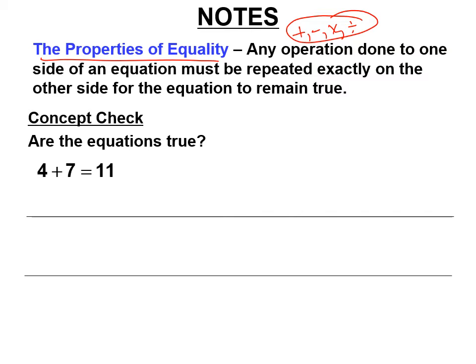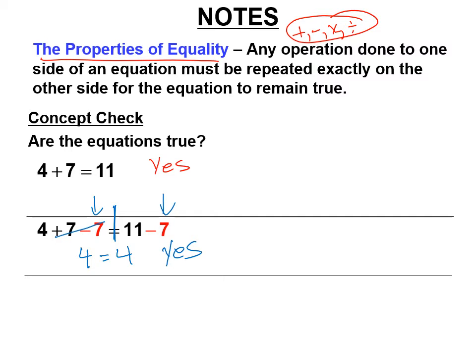So it says, are the equations true? Hopefully you agree, yes, 4 plus 7 equals 11. All right, so now in this next one, what have I done? I've subtracted 7 from both sides of the equal sign. Well, we just learned that 4 plus 7 minus 7, these are inverse operations. They cross out and make 4. 11 minus 7 equals 4. So is this equation true? Yes, it's still true. 4 equals 4. On the last screen it was 11 equals 11, right? I guess I should write that, but it's still true.